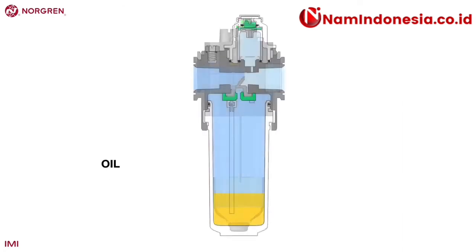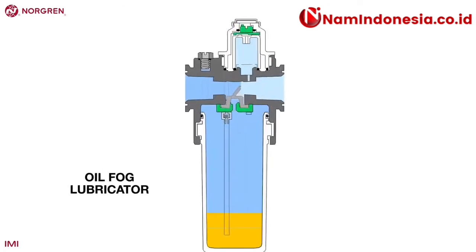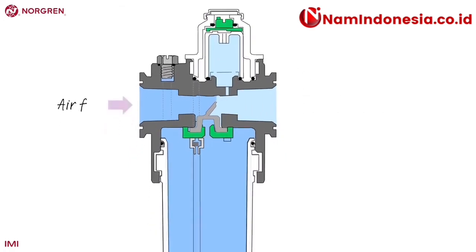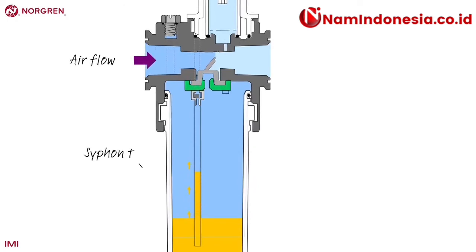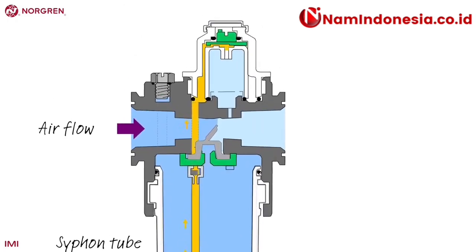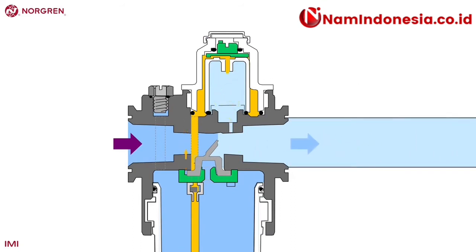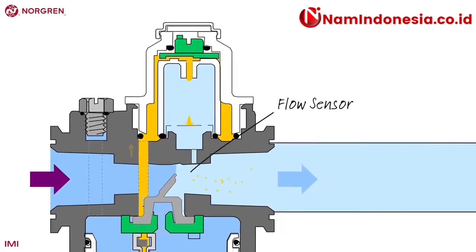An oil fog lubricator can be identified by the green drip rate adjuster on the top, and similar systems are available from many manufacturers. Flowing air creates a pressure variance that sucks oil from a reservoir up a siphon tube before it is dropped into the sight dome, breaking into smaller droplets which are caught in the air and carried downstream. A flow sensor ensures proportionate delivery, and drip rate is adjusted with the control on the sight dome. Each unit has a start point, which is the minimum flow of air required to begin the process.